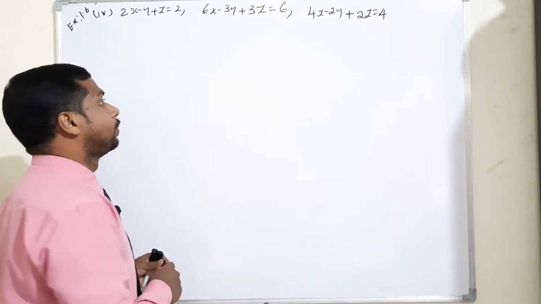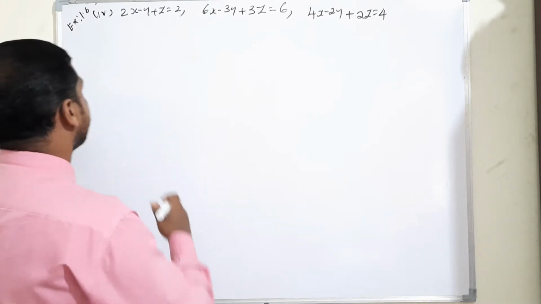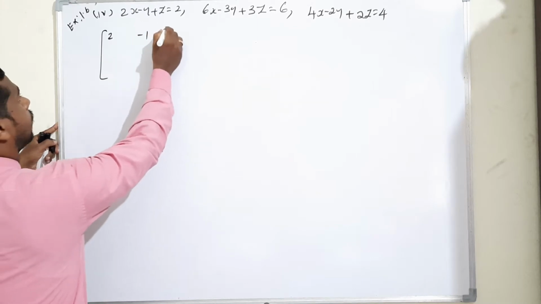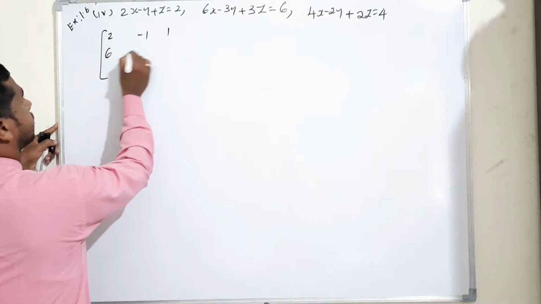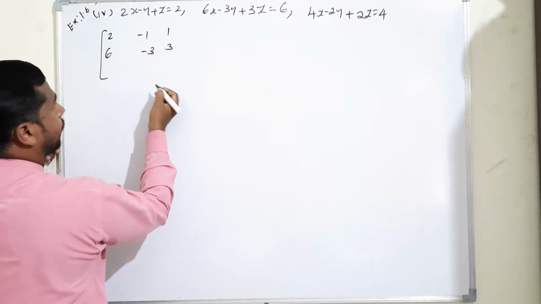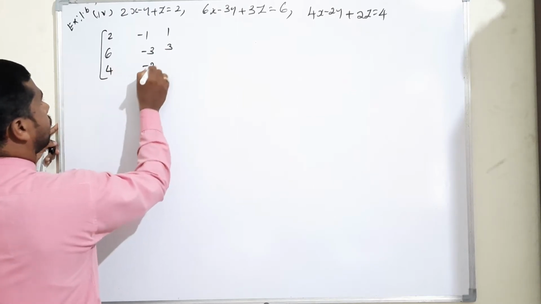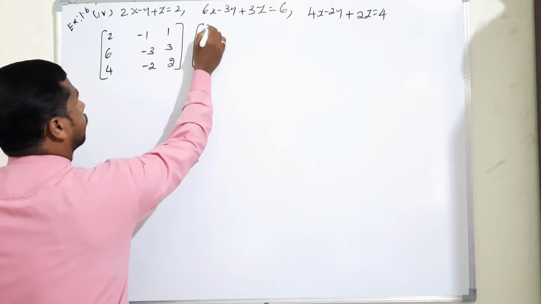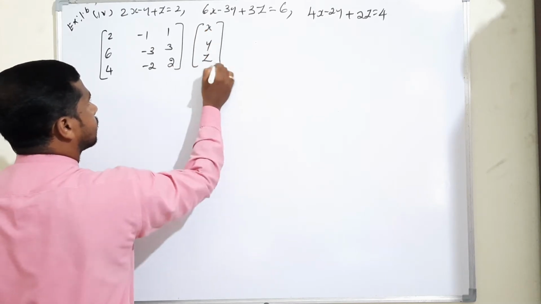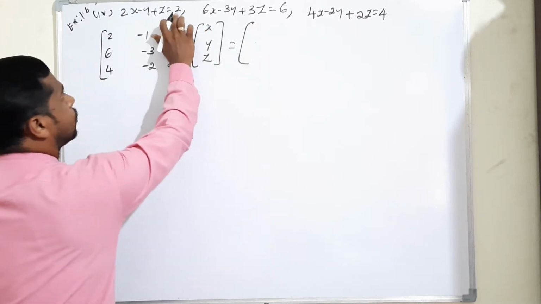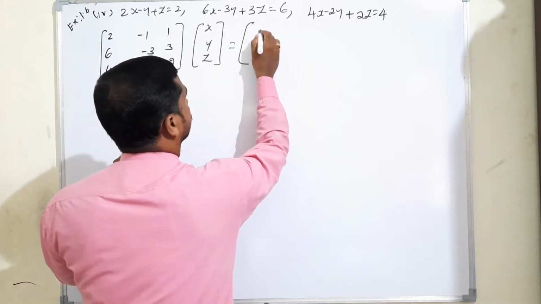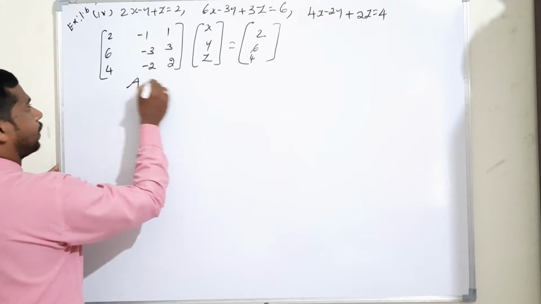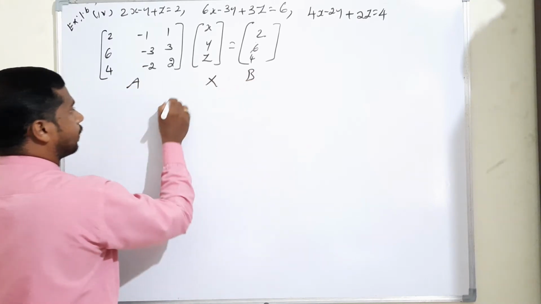First, we have to write the augmented form, isn't it? What we have to do? The first row: 2, minus 1, positive 1. Then 6, minus 3, positive 3. Then 4, minus 2, positive 2. Then the coefficients of x, y, z are set. Then the constants: 2, 6, 4. So this is called A, X, B.